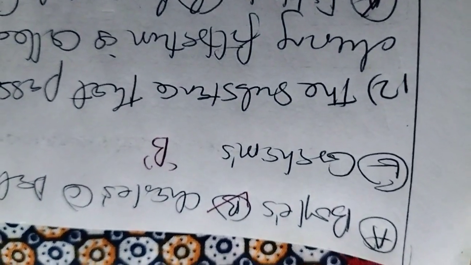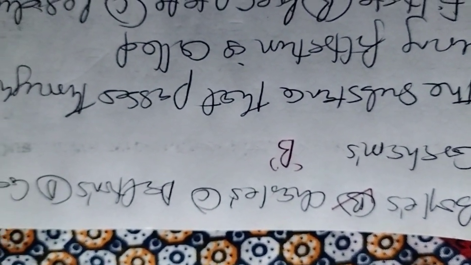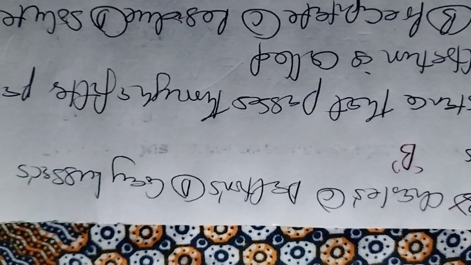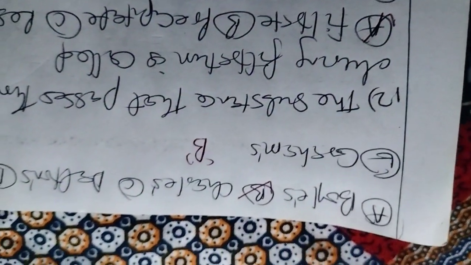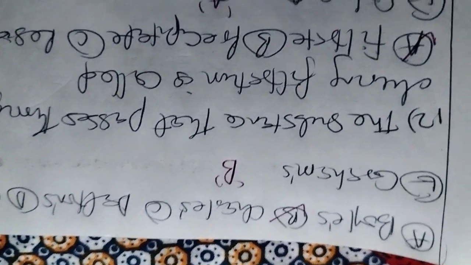So have we option A, Boyle's law, B, Charles' law, C, Dalton's law, D, Gay-Lussac's law. So the answer to number 11 is B, Charles' law. The graph represents Charles' graph.